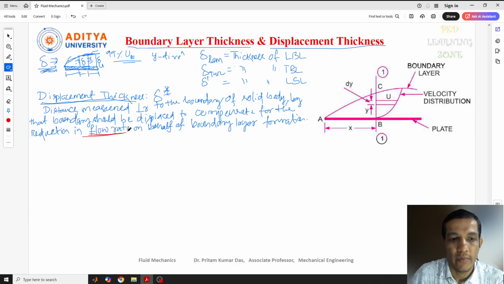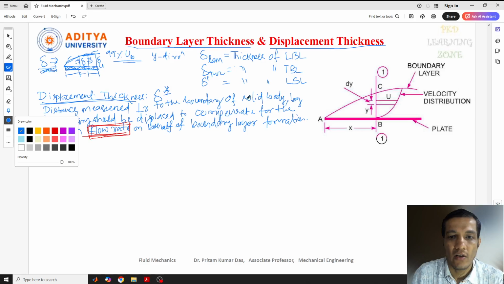term, just to remember, because the remaining two thicknesses we are going to discuss after this, like momentum thickness and energy thickness, the whole definition will be the same, only the flow rate part will be changed. When we discuss the momentum thickness, it will be the reduction in momentum. When we discuss the energy thickness, only this term will be changed, like energy thickness. Okay, the remaining terms will be equal, there is no change in that.